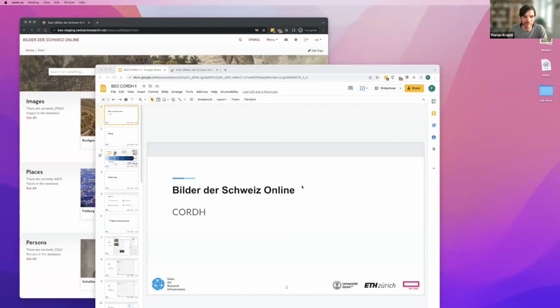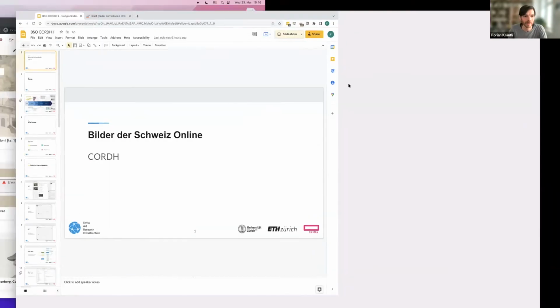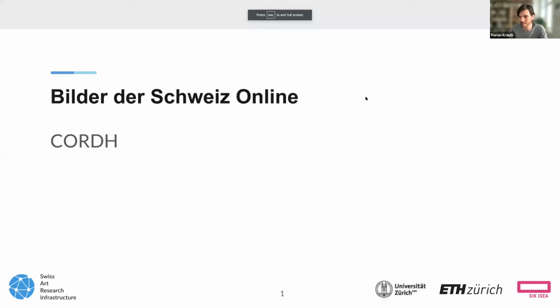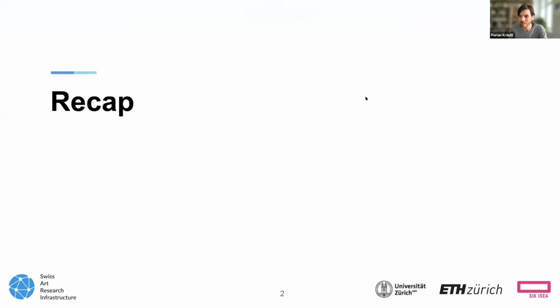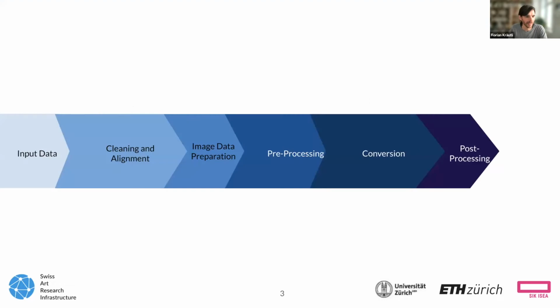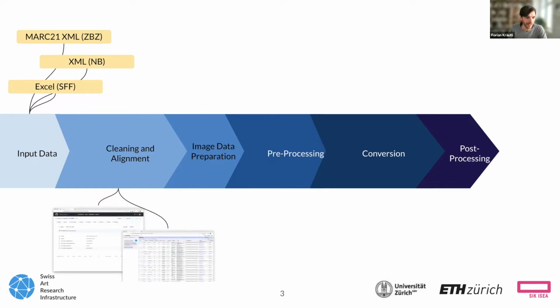I also start with a brief recap of what we presented almost exactly a year ago and where we were there. What we presented last time was the pipeline, how we got from input data from the three collections that we use so far, in different types of formats, to our final research platform. A lot of cleaning and alignment has to be done. So we align all the entities with external reference data, mainly GND and Wikidata.